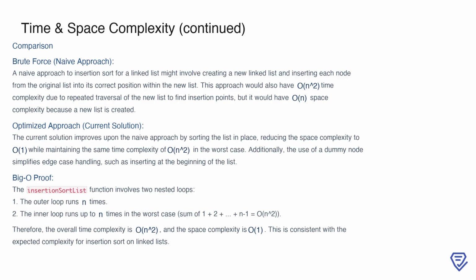To summarize, the insertion sort list function involves two nested loops. The outer loop runs n times, and the inner loop runs up to n times in the worst case, yielding a total time complexity of O(n²). The space complexity remains at O(1), making this an efficient solution for sorting linked lists.